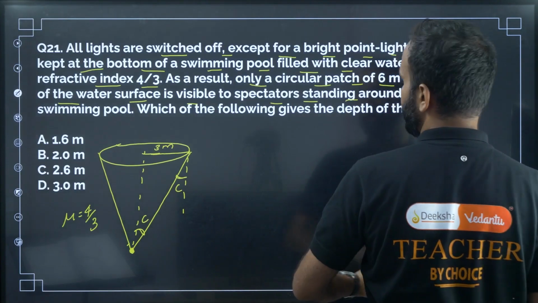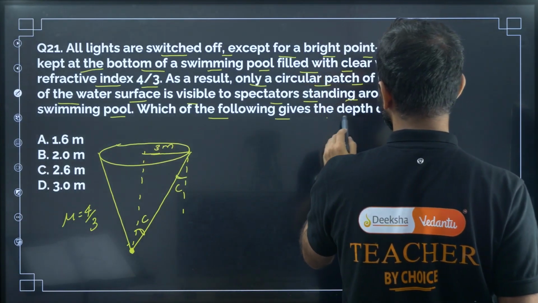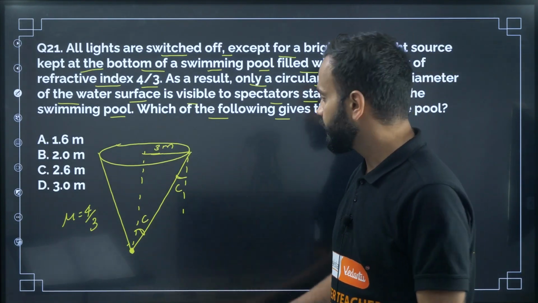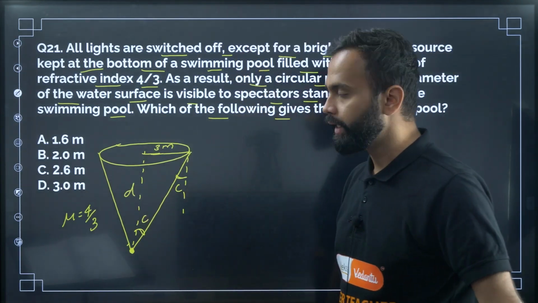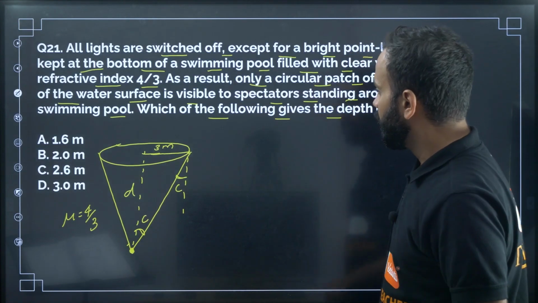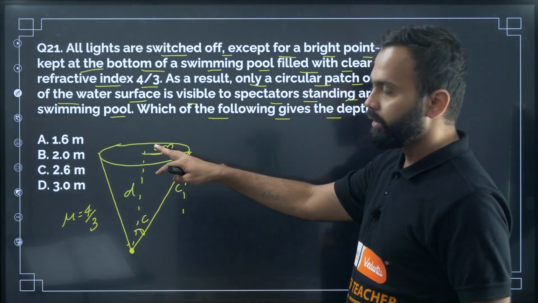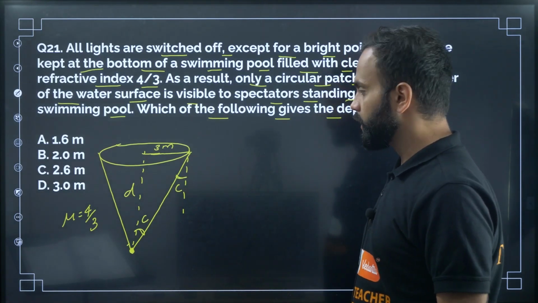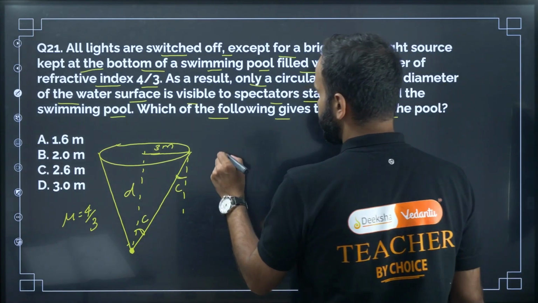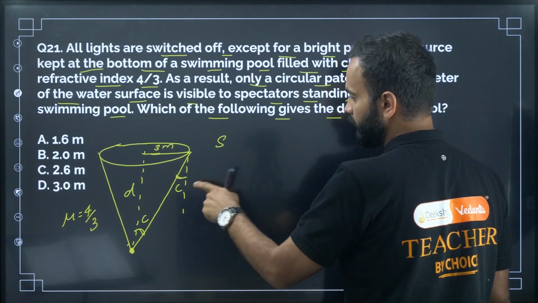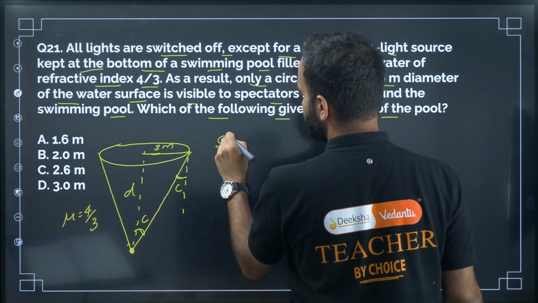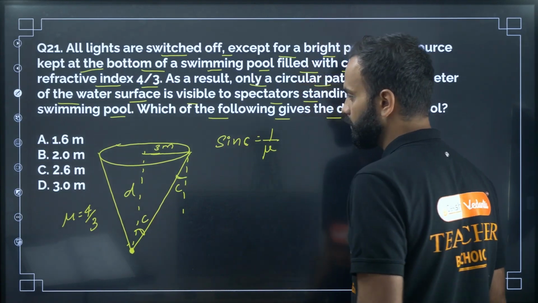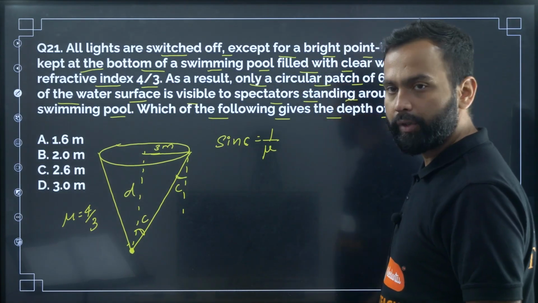Spectators standing around the swimming pool, which of the following gives the depth of the pool? We need to find the depth of the pool, that is D. The diameter is given, so the radius is 3 meter, and refractive index of the water is also given. Here this is the critical angle, so sin C is equal to 1 by mu.